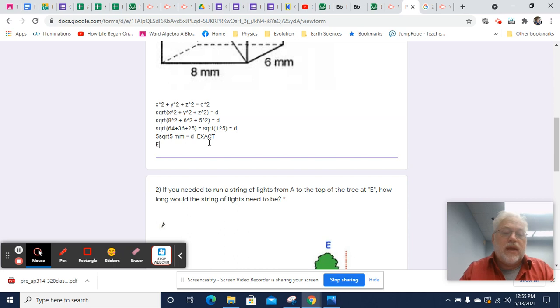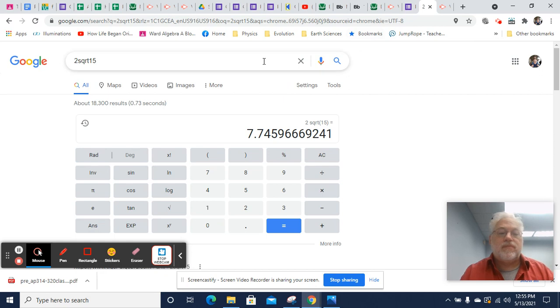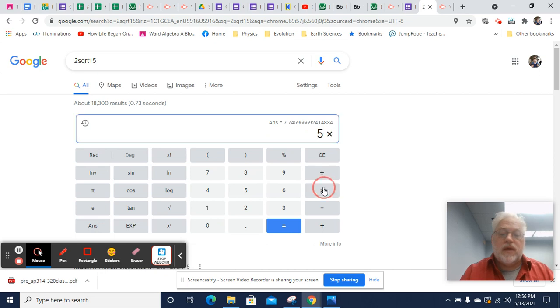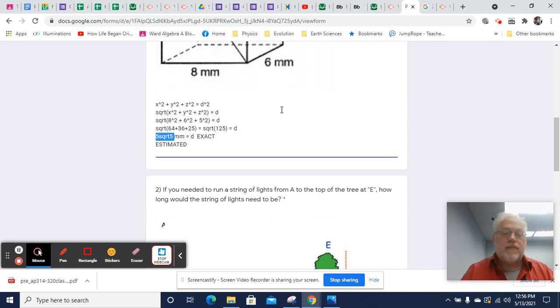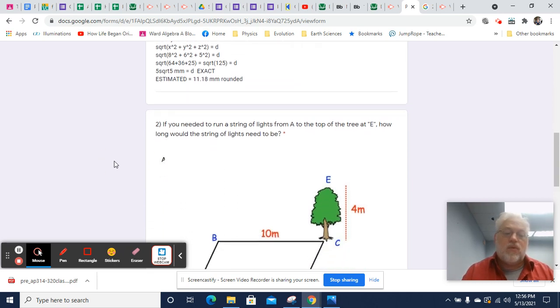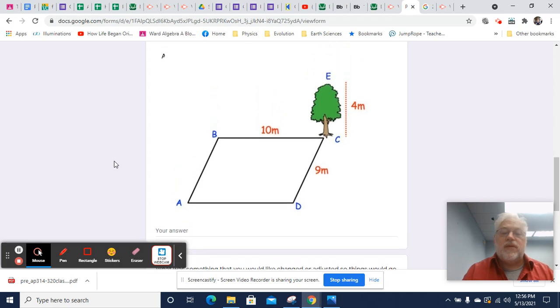So if we wanted an estimated or rounded answer, we can just calculate that. 5 times the square root of 5, put it into the calculator. Okay, so 5 times the square root of 5. Okay, 11.18-ish. Equals 11.18 millimeters rounded.